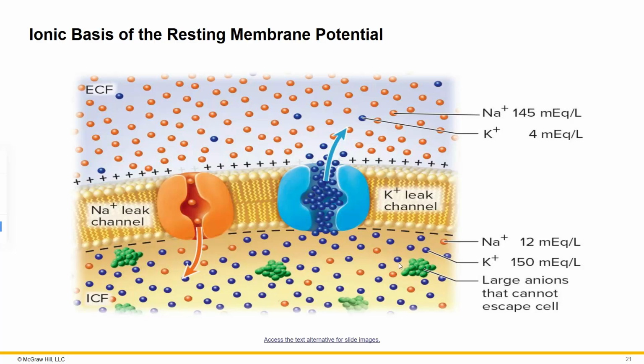Inside, you have these large anions that can't escape. Those are negatively charged proteins that are stuck, and that's what contributes to the overall negativity inside of the cell.